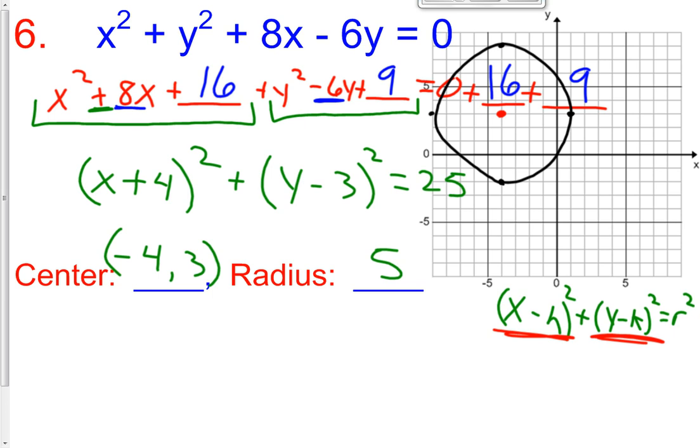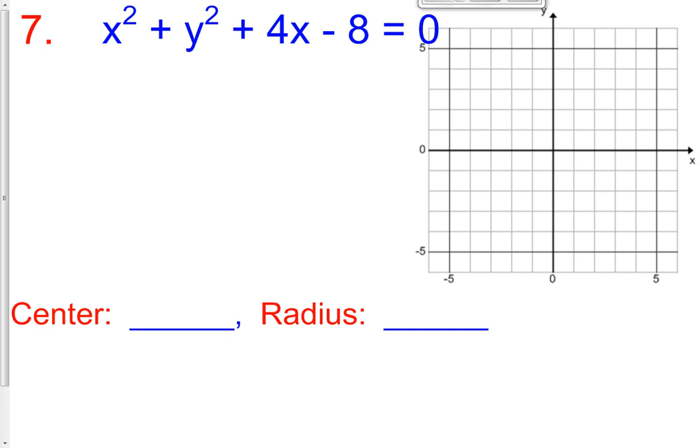Okay, hopefully that makes sense to all of you. Why don't you guys try number 7 on your own? You will just have to complete the square once, but pause the video, try number 7 on your own.